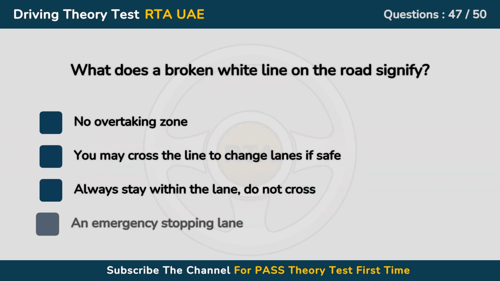Question 47. What does a broken white line on the road signify? A. No overtaking zone. B. You may cross the line to change lanes if safe. C. Always stay within the lane, do not cross. D. An emergency stopping lane.